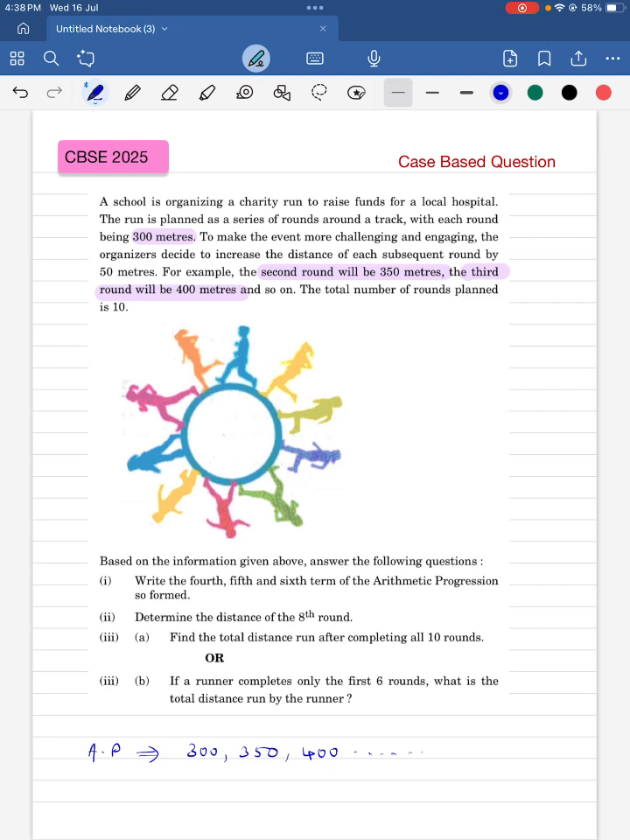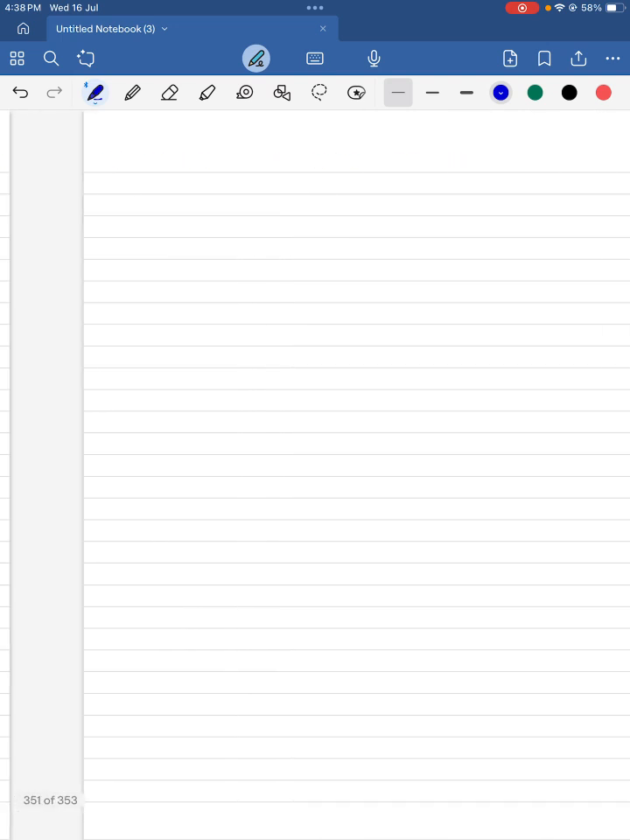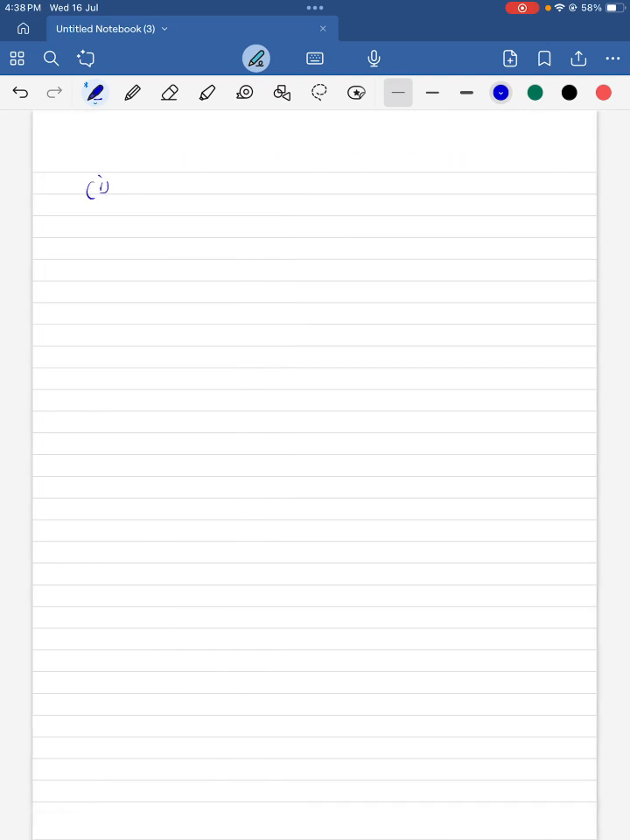Now in the first part you have to find out the fourth, fifth and the sixth terms of the arithmetic progression so formed. In order to find these terms, we need to find the value of a and d. a we know is 300 and d is 350 minus 300, which is equal to 50. Now in order to find the fourth term, we use the general formula for the nth term of an AP, which is an equals a plus n minus 1 times d.